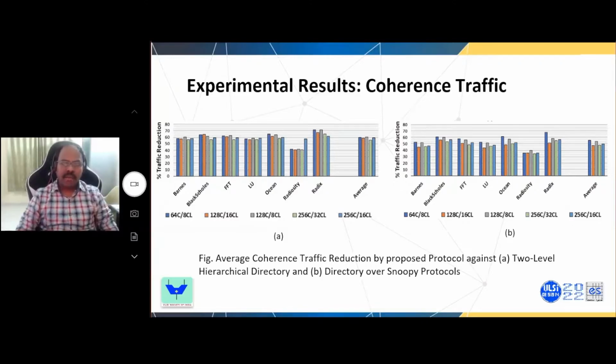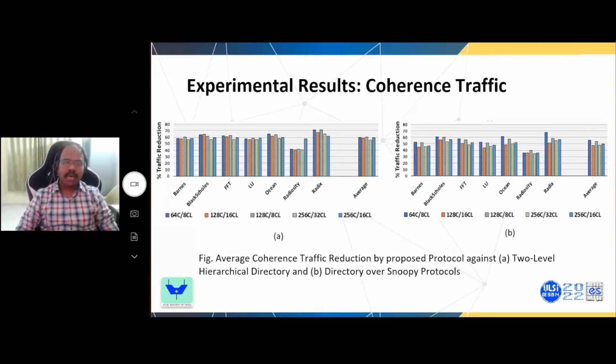So we evaluate the overall efficacy of the proposed protocol in terms of four metrics: coherence traffic, application runtime, overall network energy, and finally area overheads. So the plots show the improvement provided by the proposed protocol in terms of coherence traffic as compared to existing protocols, the 2-level hierarchical directory protocol and directory over Snoopy protocol. The left side figure shows improvements over hierarchical directory protocol. The right one shows against directory over Snoopy protocol.